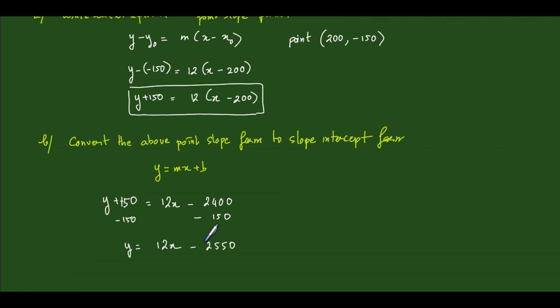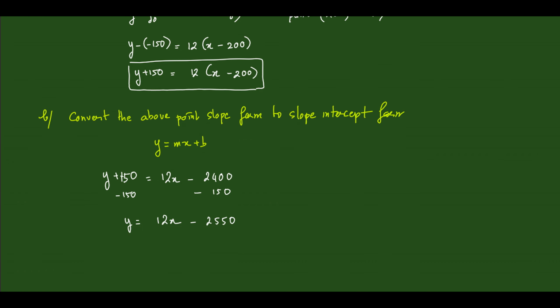This is the b value, the y-intercept value, and we can get the y-intercept point also from this b value right here. It means that the line will intersect the y-axis at negative $2,550. Okay. Good. Excellent. All right, so that is part B.